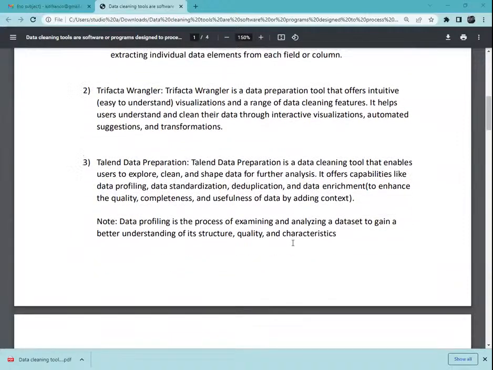So when we talk of data profiling, it is the process of examining and analyzing a data set to gain a better understanding of its structure, quality, and characteristics. Data profiling is the process of examining and analyzing a data set to gain better understanding of its structure, quality, and characteristics here, Talend Data Preparation.